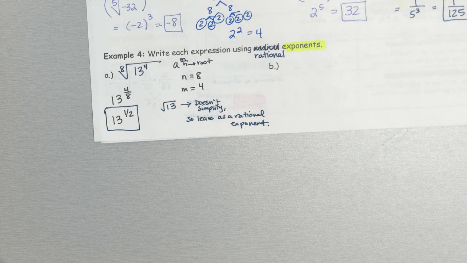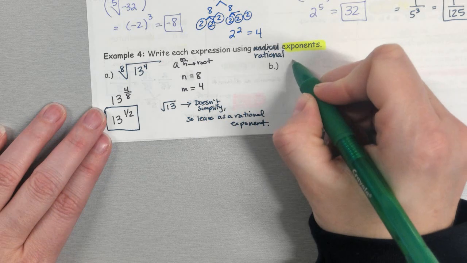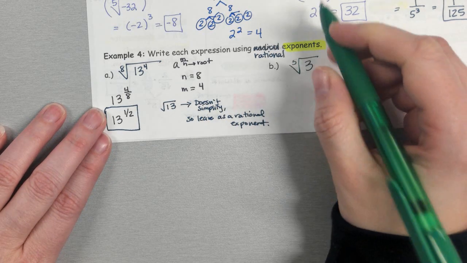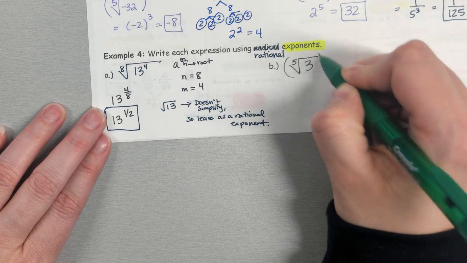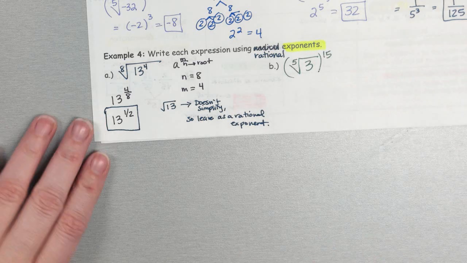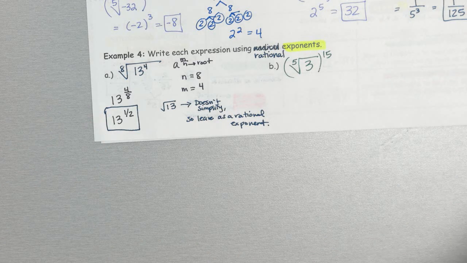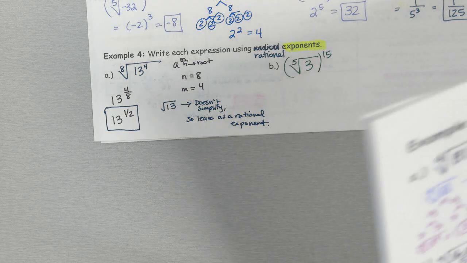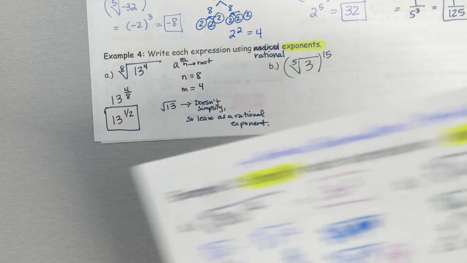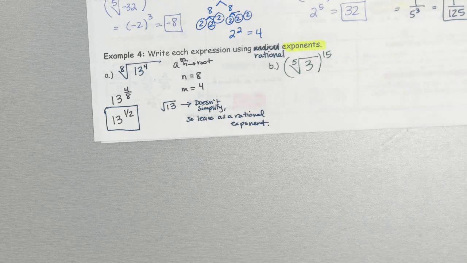Alright, and then for B, we have the 5th root of 3, and that whole quantity is raised to the 15th power. So I want you to rewrite that, and then simplify as much as possible.